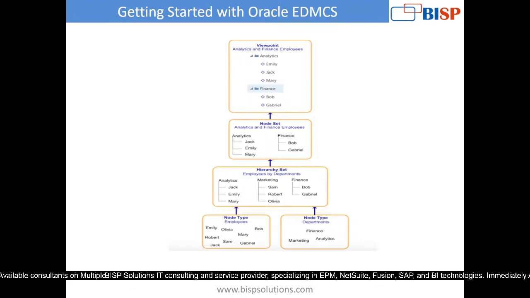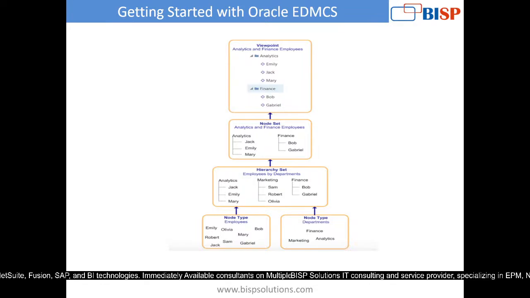So what are node sets? Suppose I want to see analytics and finance within one hierarchy, or within one node set, within one set. I can simply make one heading, that is analytics and finance employees. I want to see it in one page or in one view. So I can do that. I can simply make one node set, and I will just take analytics and finance, and at the same time I can see both in the viewpoint.